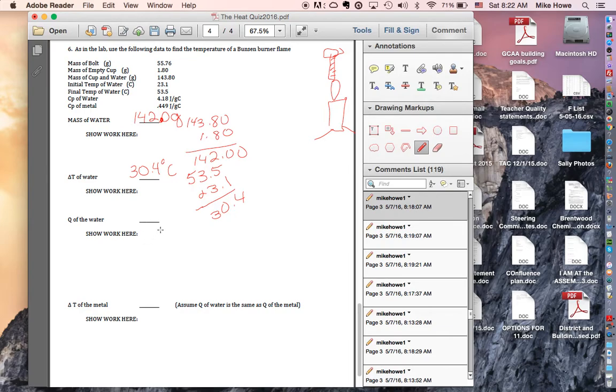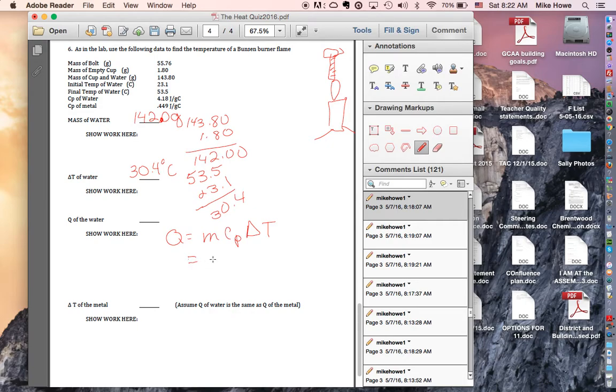Q of the water: you know that Q is equal to mCp delta T. And we know that it's only this formula because we had a 30-degree change from 23 to 53, so that's certainly within the liquid range of water. Plus, you did the lab and you know that it didn't change phases.